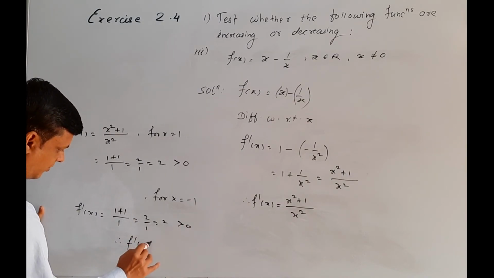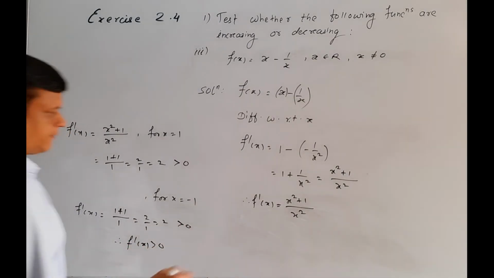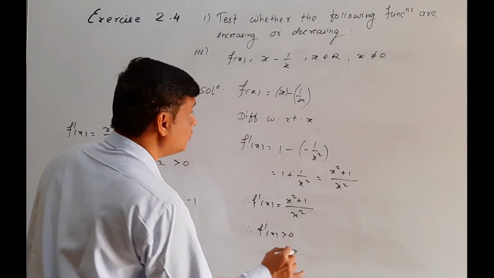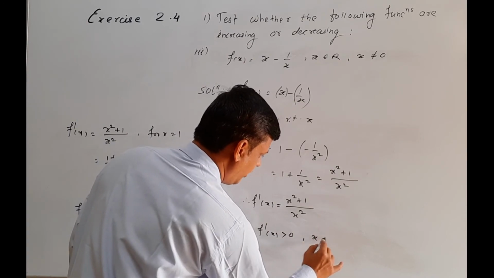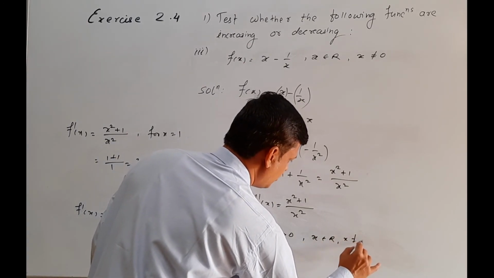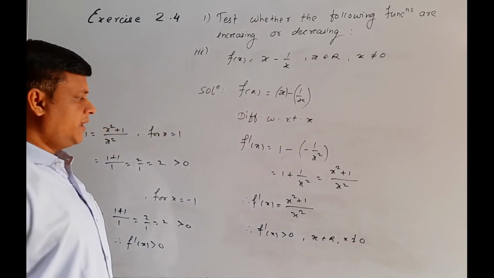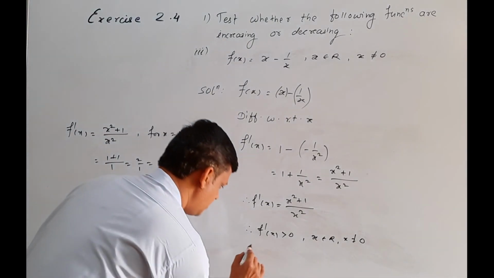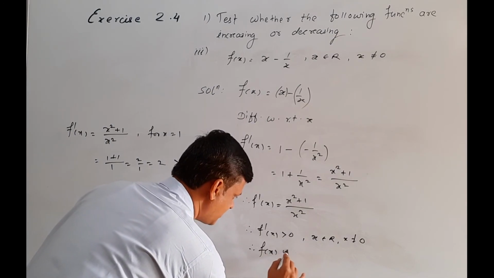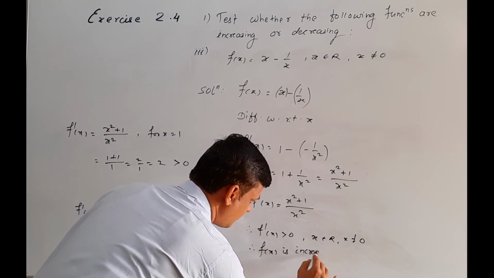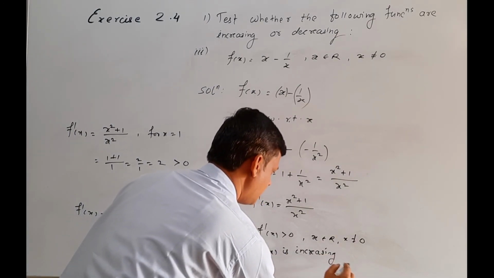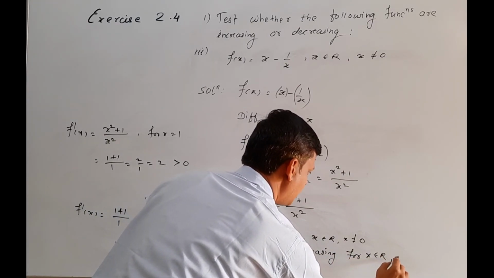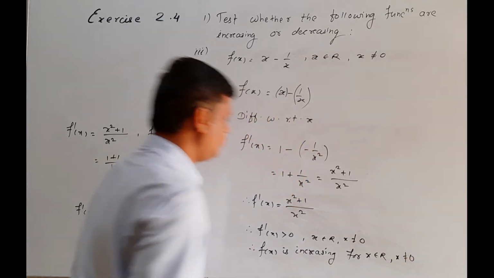Therefore f dash of x greater than 0 for x belongs to R, x not equal to 0. So from this we say f of x is increasing. Therefore f of x is increasing for x belongs to R and x not equal to 0.